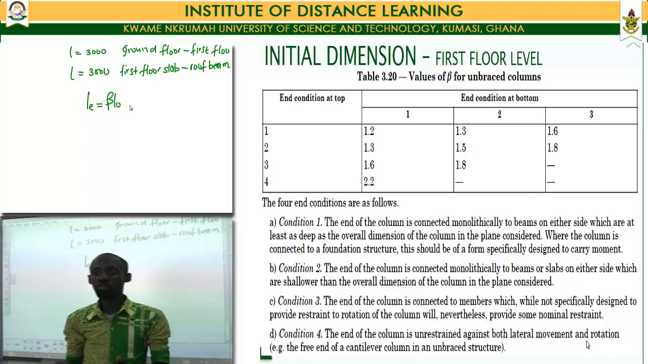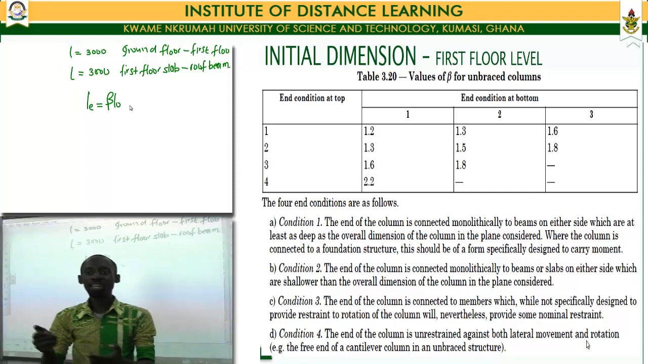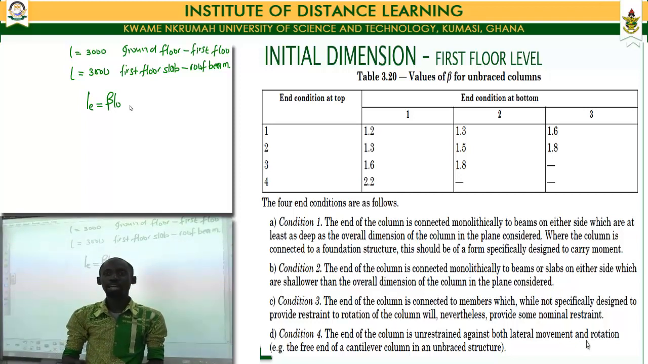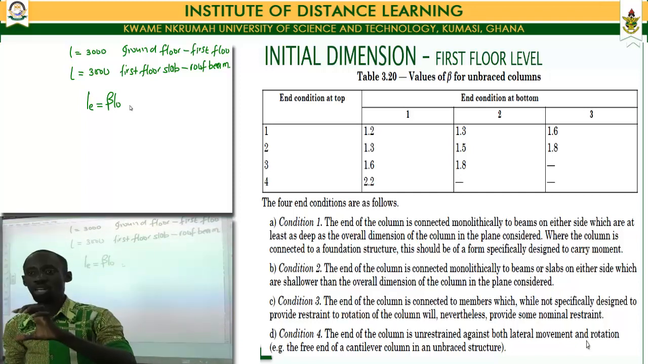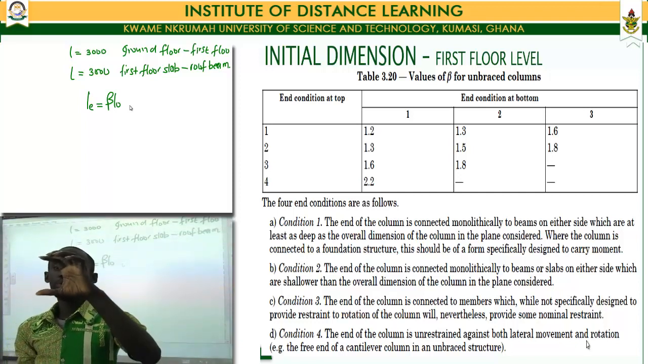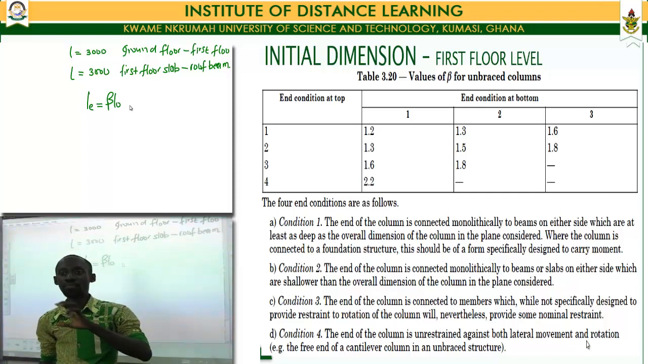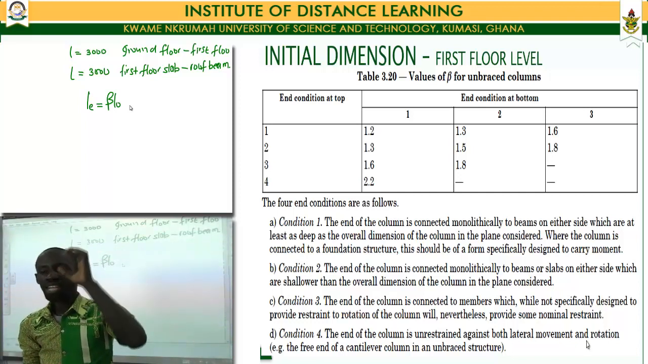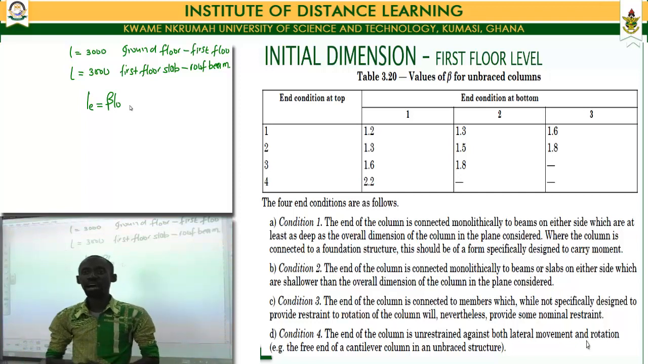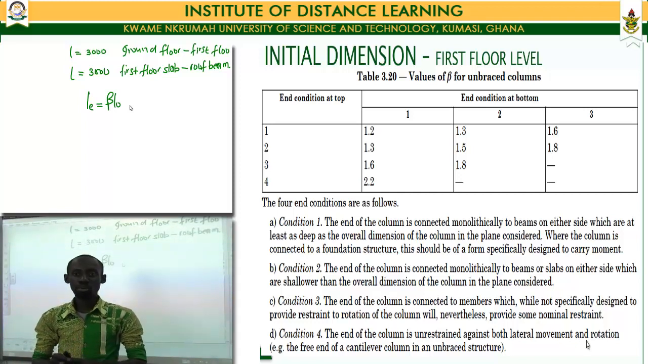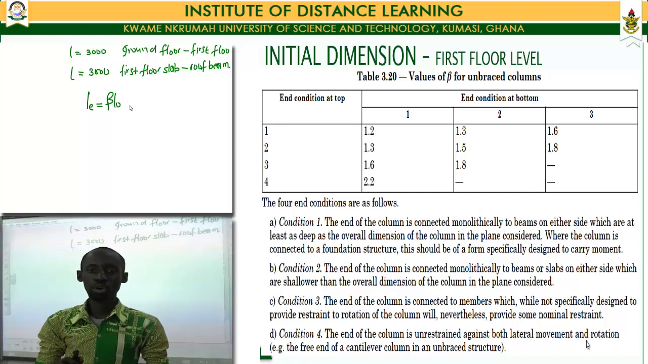Now, if you pick any column, it has two end conditions. That is the condition at the top of the column and the condition at the bottom of the column. Within the structure that we are designing for, it has two different levels: the ground floor level and the first floor level. So in deciding on the effective length of our column, we need to decide on the effective length for the first floor level as well as the ground floor level separately. Starting with our first floor level, we zoom into table 3.20, which gives the values for our beta for the unbraced column.